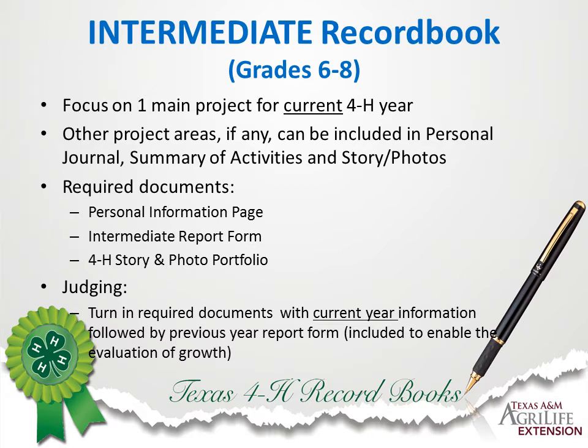The order they need to go in is the personal information page and your check sheet first, followed by your photo and story portfolio, then your report forms. Again, your photo and story portfolio goes in front of your intermediate report form. You turn in all the required documents with this current year. If you did an intermediate record book last year, you can turn your intermediate report forms in, but do not put your story and photo portfolio in there. Take those out from last year. Just put your report forms in there.